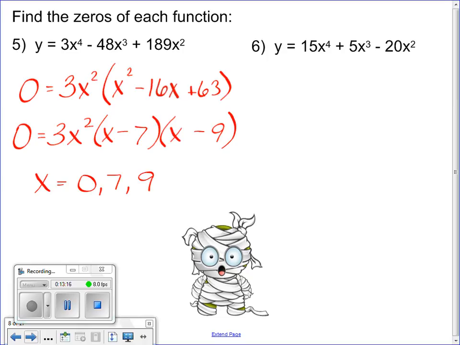Yes, it does. I pulled out 2 x's, x squared. So I actually have 2 zeros. Sometimes. If I took out an x to the 4th, how many zeros would you have?